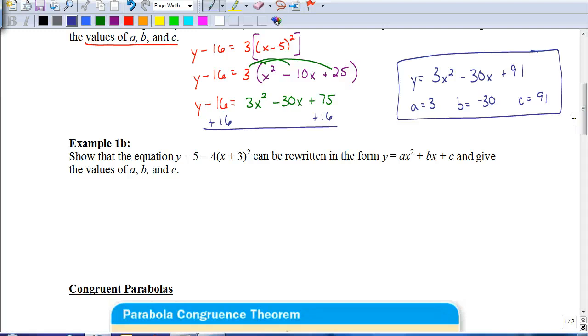Okay, let's look at this example. We're going to simplify this. If you feel like you're ready, I want you to pause the video and try this one on your own, and hit play when you're ready to check your answer.